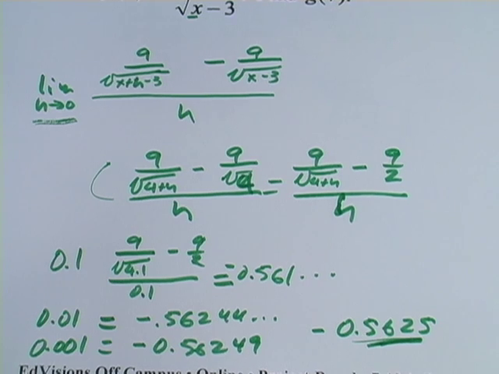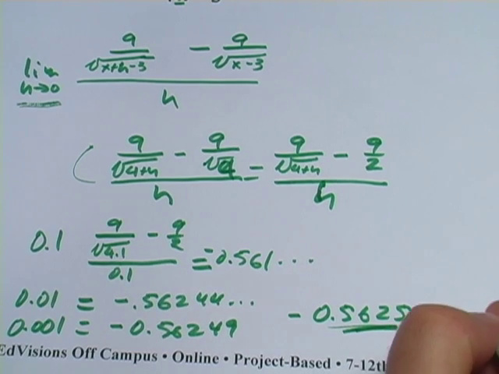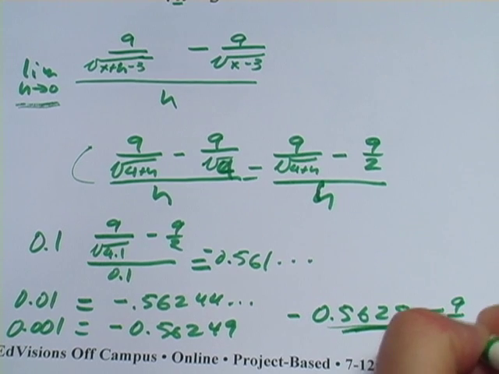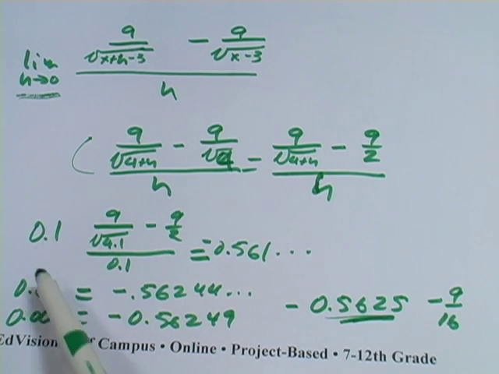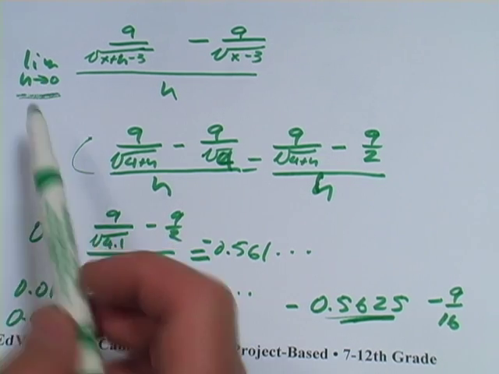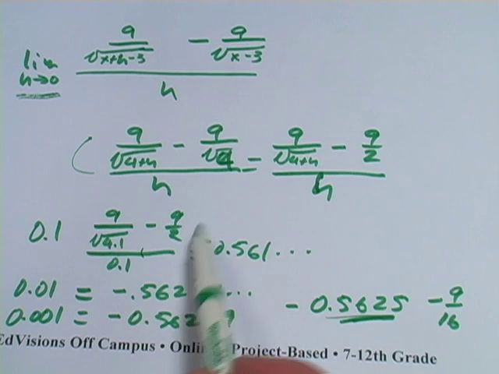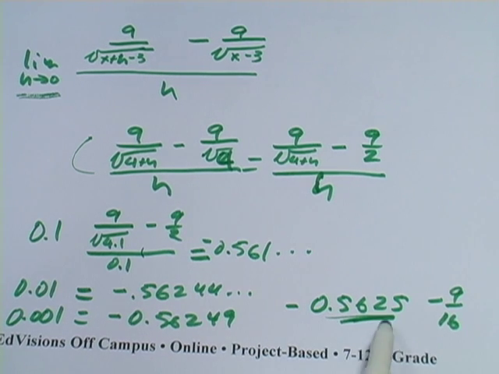And you could leave it as a decimal. If you want to convert this to a fraction, this happens to be negative 9/16. But this method of taking a series of values that get closer and closer to this value that h is approaching and actually cranking it through the formula here will get you the correct limit. So that's another method to find a limit.